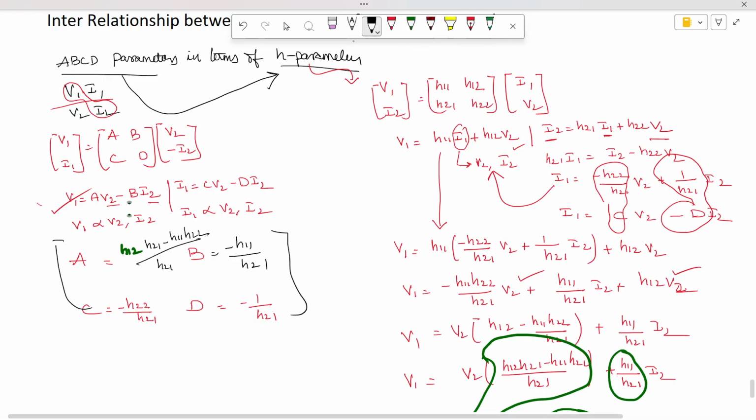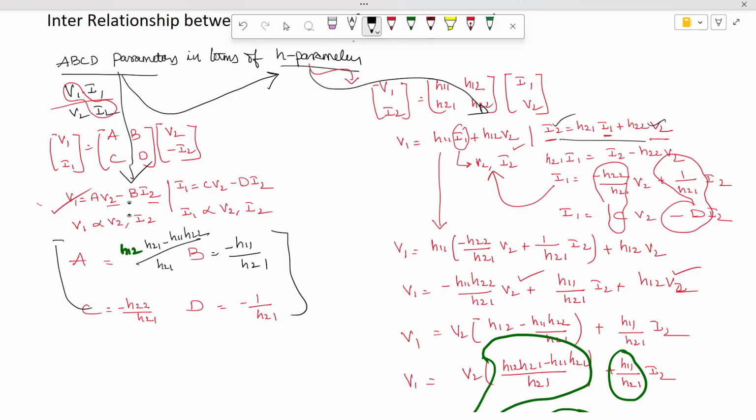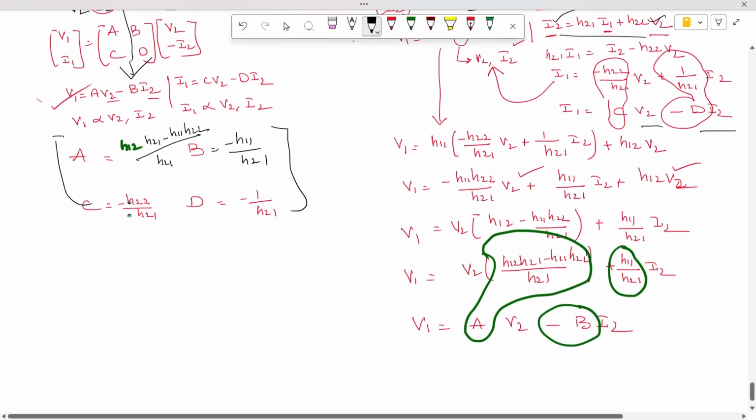This is very useful in solving multiple problems. The very simple logic is, first write down ABCD parameters and write down the H parameters. Identify the equation which has I1 in terms of V2 and I2, expressed in the standard form consisting of V2 and I2. Substitute this in the expression of I1, then automatically this also will be in standard form.